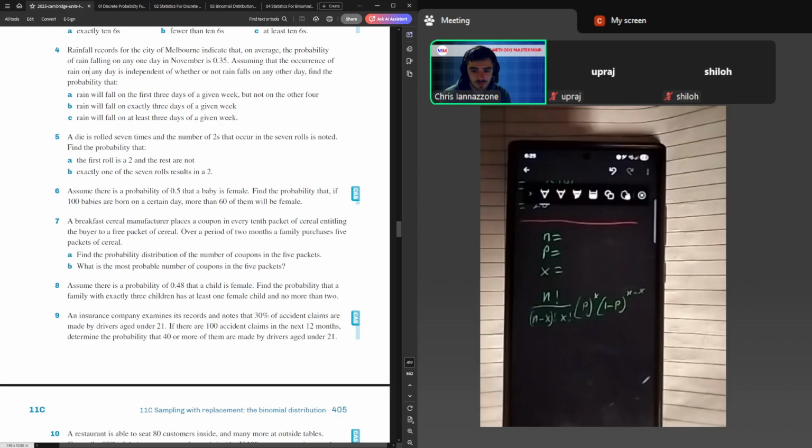Reminder that n is the number of trials, so the number of times you repeat the experiment. P is the probability of a success, whatever that means in this case, and x is the number of successes that you want. So when I say n is number of trials, what's the thing that we're repeating over and over again?